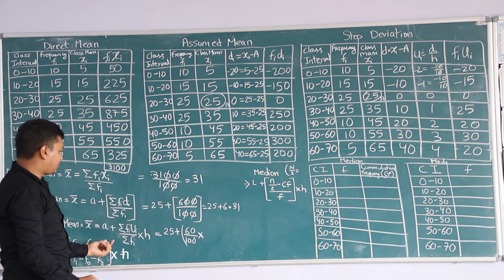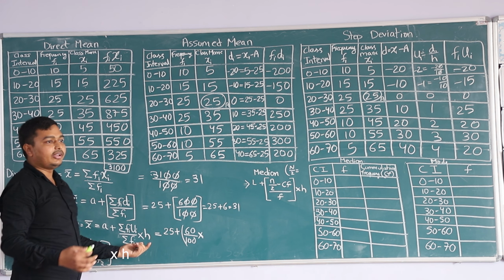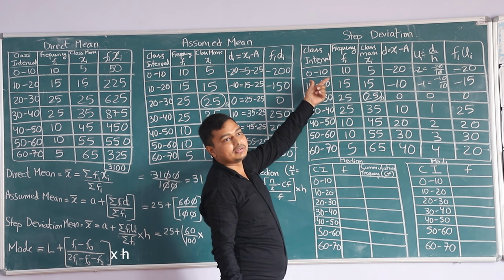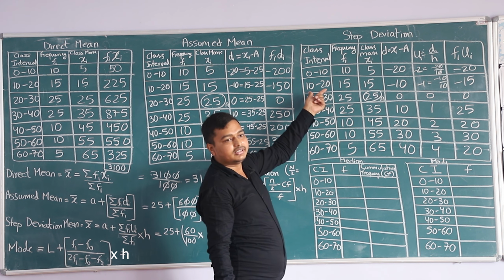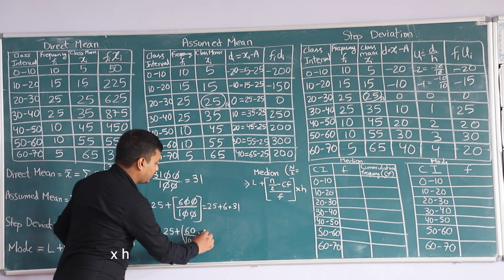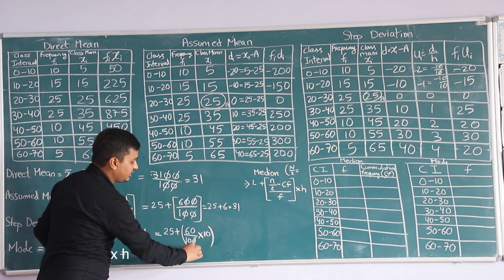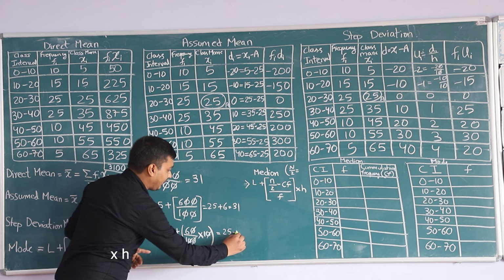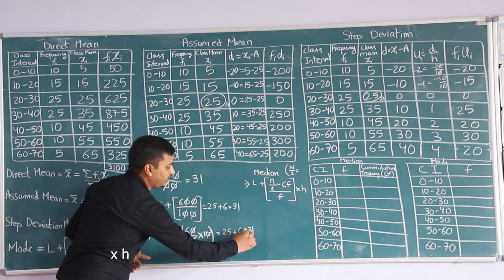100 into h. Are you able to see here? Now h is what? Range. Range we calculate as upper limit minus lower limit. How much do I get here? 10. Here, 10. Here, 10. Everywhere I get the answer 10. Now here I will do into 10 and solve this. 0, 0 cancel, 0, 0 cancel. So here how much am I getting? 25 plus 6.